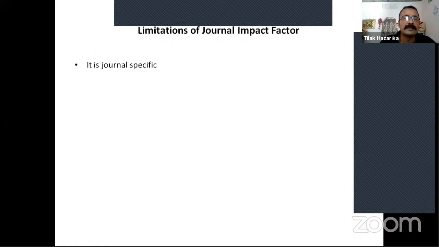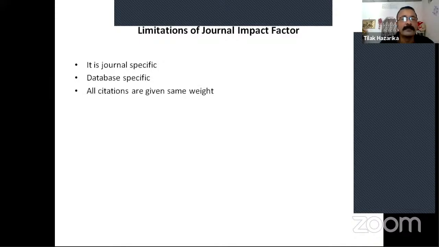These are the certain limitations. It is journal specific. Again, I have already discussed that the normalized impact factor is mostly calculated based on the journals. And again, it is database specific, meaning the impact factors are based on the coverage of the journals. All citations are given the same weight. If a researcher has received one citation, that is one, and in whichever journal he has received it, it does not matter. And which database covers the journal, it does not matter. Once a research work has been cited by one person, that will be calculated as 1, irrespective of the journal in which it is cited, irrespective of the database or subject.